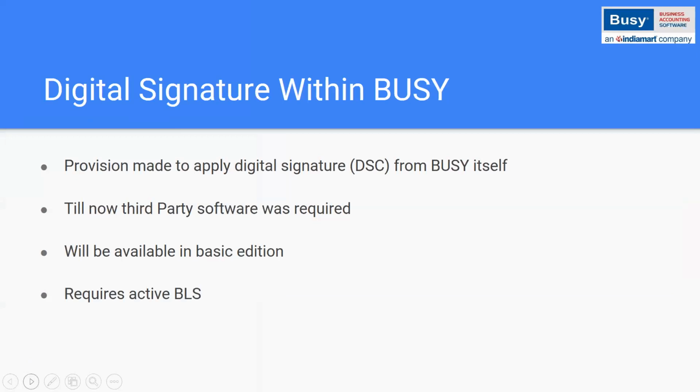Digital signature is also provided. Earlier, you were using a third-party add-on, but now we have given the digital signature in Busy itself, and no third-party software will be required. Both this new mobile app and this digital signature will be available in the basic edition, and active BLS will be required in both cases. For digital signature, only BLS is required. In case of the mobile app, BLS is required, but you have to buy a separate license also.